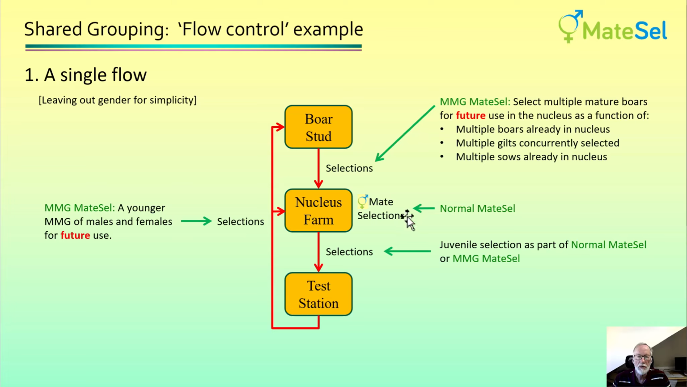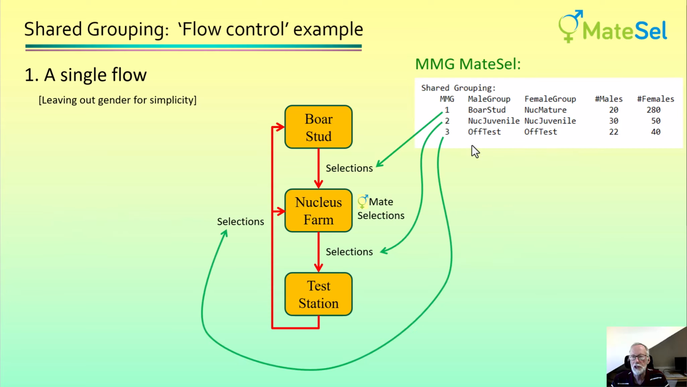Mate selections are being made in the nucleus farm for actual mate allocations, and normal MateCell has been used for all of these decisions, but it's more efficient to use mixed mating groups for the 3 selection only phases and normal MateCell for operations in the nucleus farm. Now we can implement these selections simultaneously using mixed mating groups in a fashion like this.